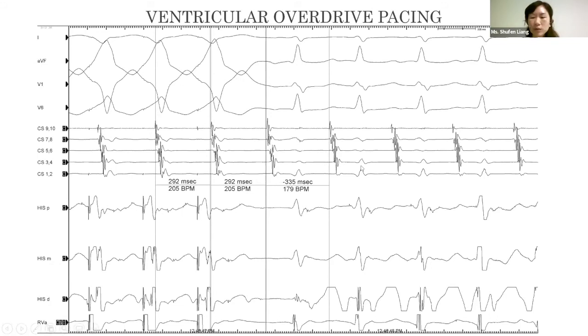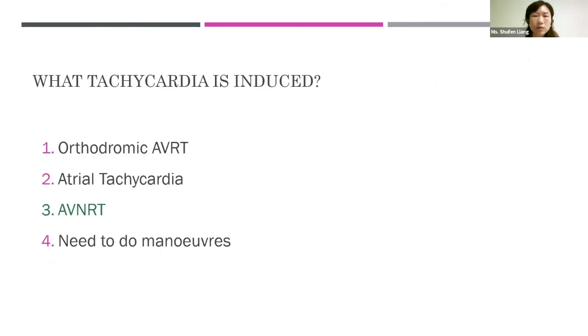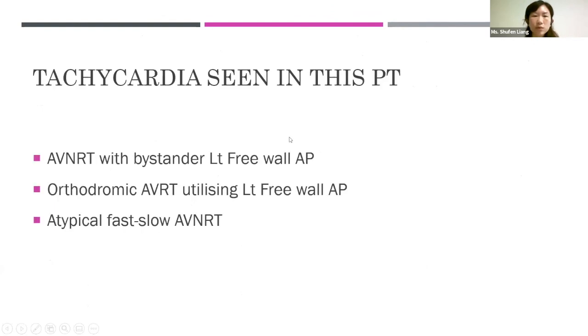Thank you. Okay, so I will just end this. I don't want to hold everybody. So these are the tachycardias that we have seen in this patient: AVNRT with bystander left free wall accessory pathway, autodromic AVRT utilizing the left free wall accessory pathway, and atypical fast-slow AVNRT. And of course, subsequently, we did ablate the slow pathway. And so far, the patient is symptom free.